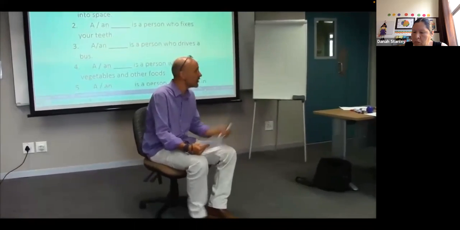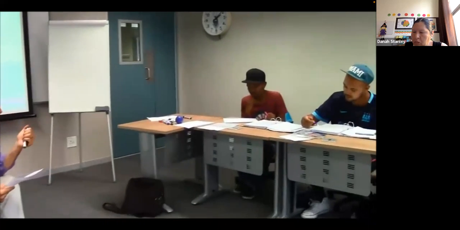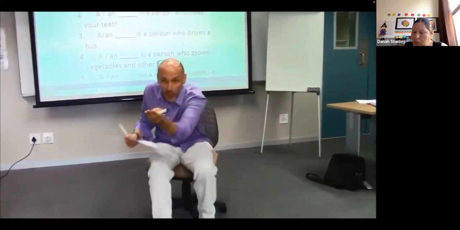Also, can you tell me what you have for number 2, please? A dentist is a person who fixes your teeth. Dentist, that's correct, yeah. And what do you have for number 3? A bus driver is a person who drives a bus. Great, that's correct, yeah. What do you have for number 4? A farmer is a person who grows vegetables and other foods.